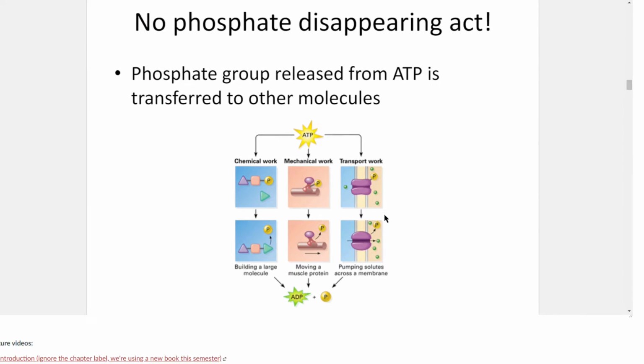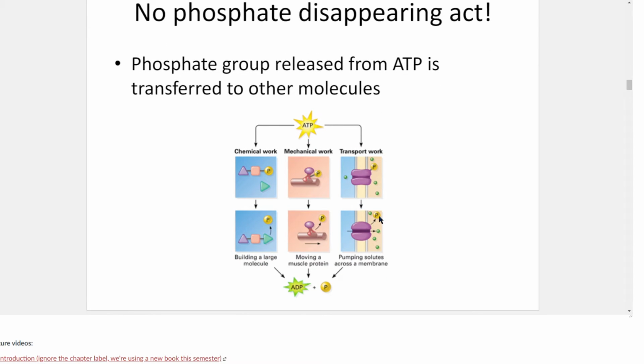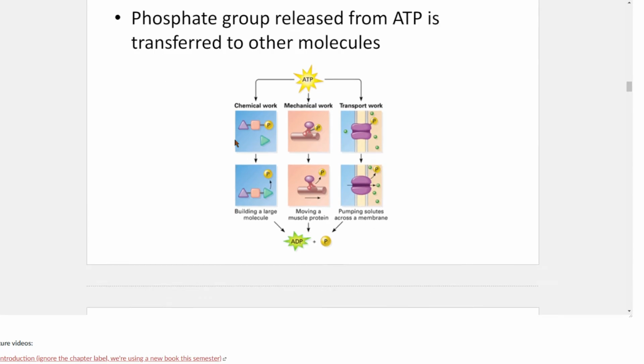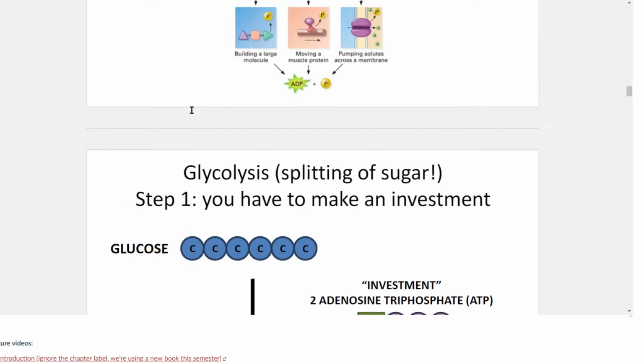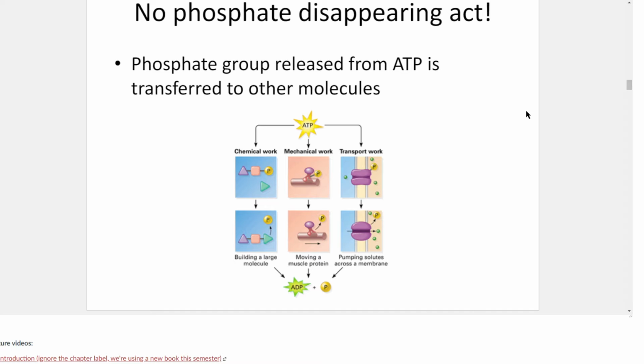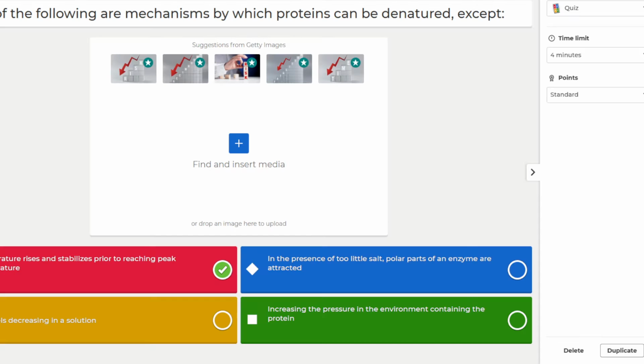No phosphate disappearing act. There is a law in thermodynamics that says nothing is created or destroyed, but rearranged. So we're not destroying phosphates. We're not making phosphates disappear. When we break it, we're going to use it again to make another ATP. Energy is within the bonds, which is why when we break it and it becomes ADP, we use that breaking of the bond to release that energy to be used for something else.